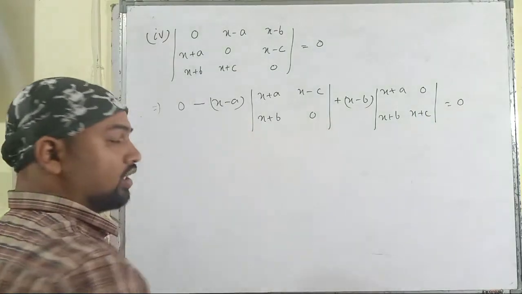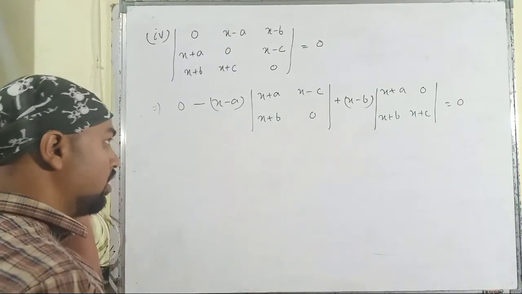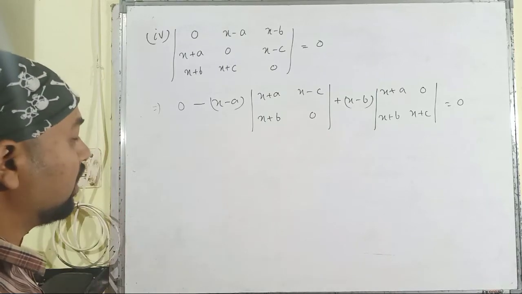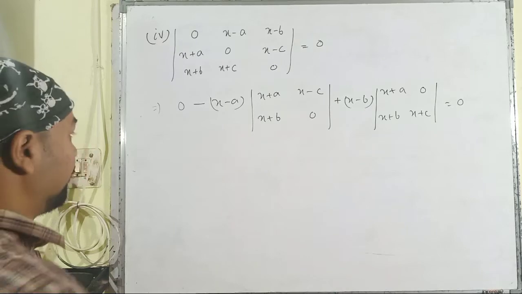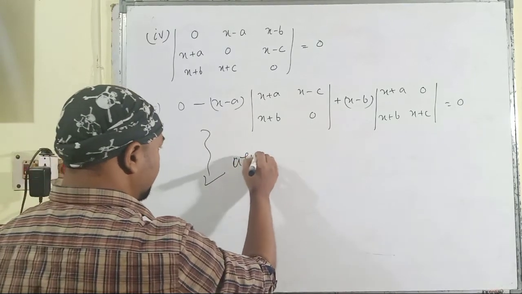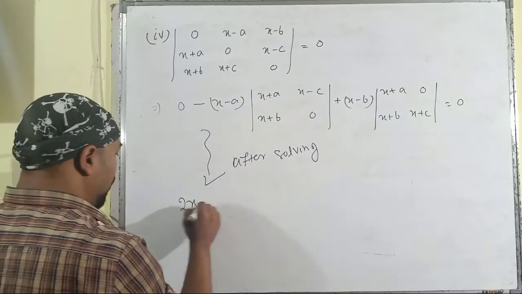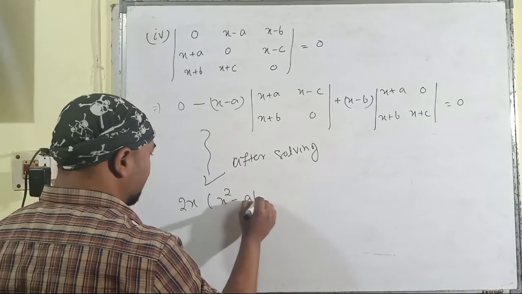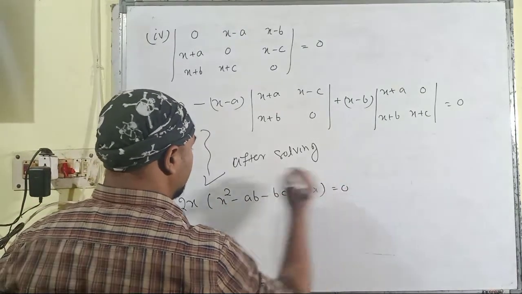Just simplify these steps as usual, using the general methods of solving a second order determinant. After solving you will get 2x multiplied with (x square minus ab minus bc plus ca). This is equal to 0.